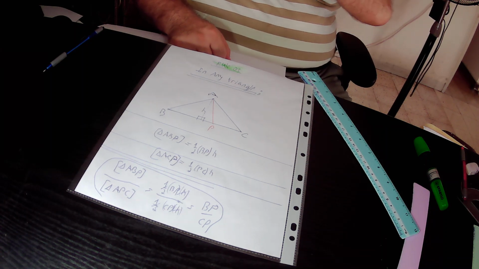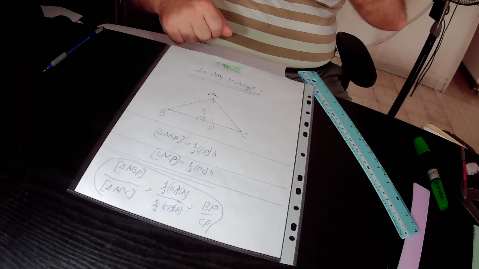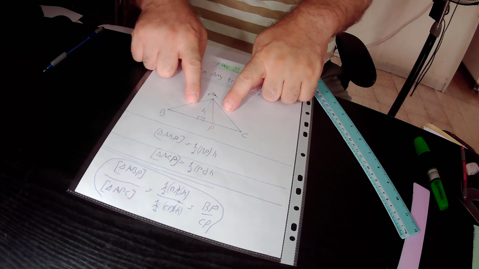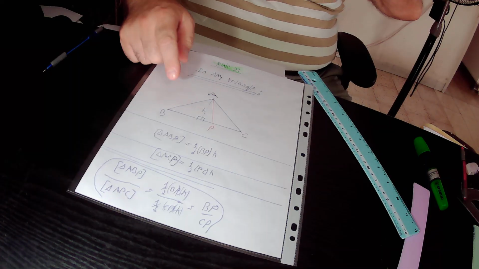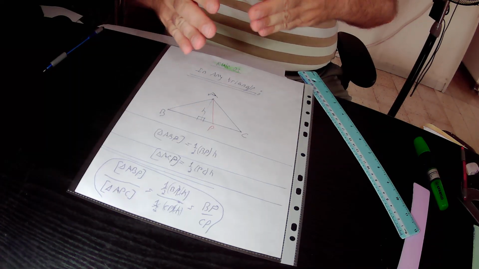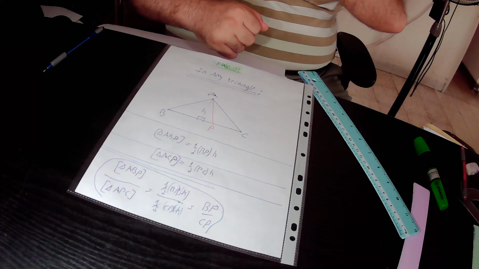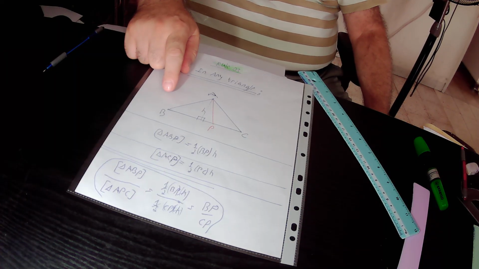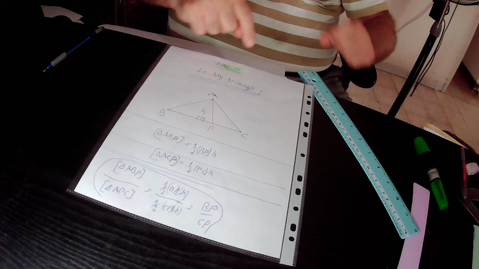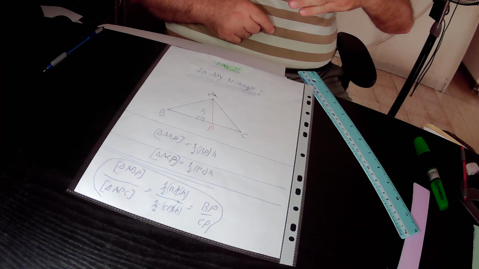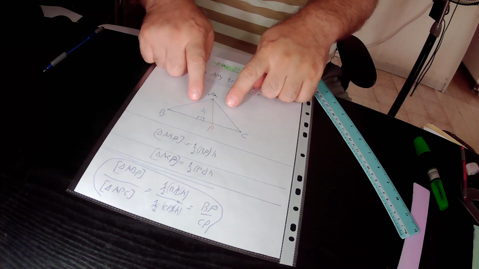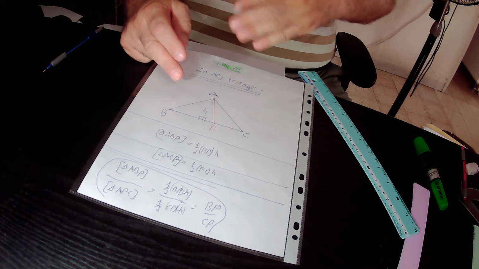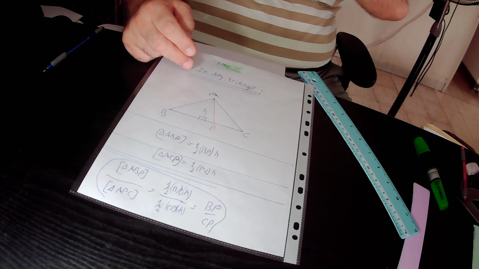According to rule 23, the ratio between the areas of those 2 small triangles is equal to the ratio between their bases. The base of triangle ABP is BP, and the base of triangle APC is PC. So the ratio between the areas of those 2 small triangles equals BP over PC. That is the ratio between their corresponding bases.